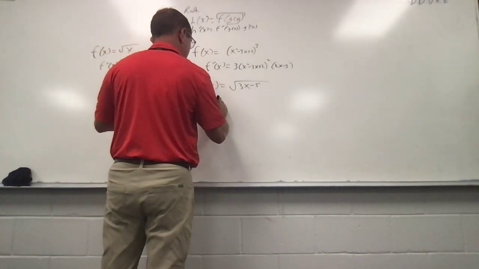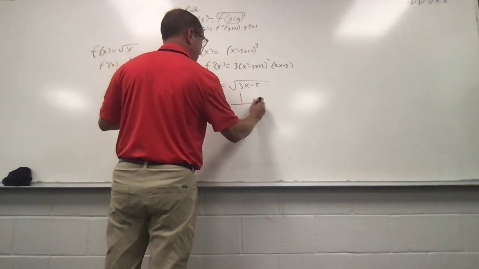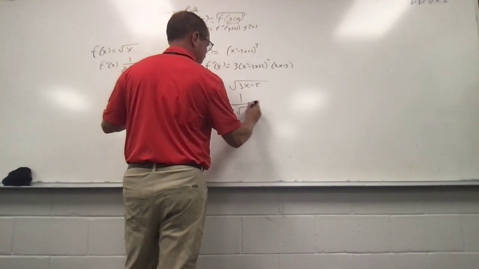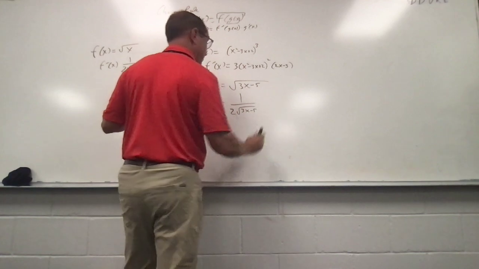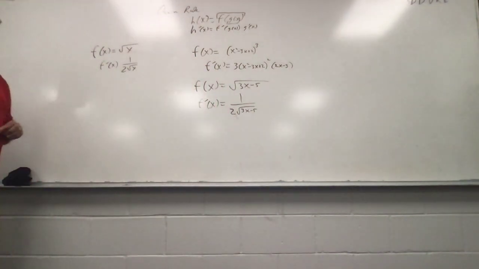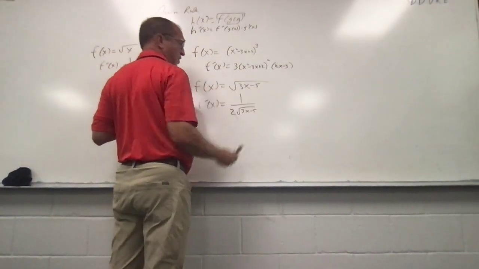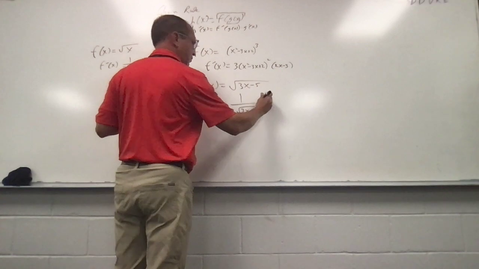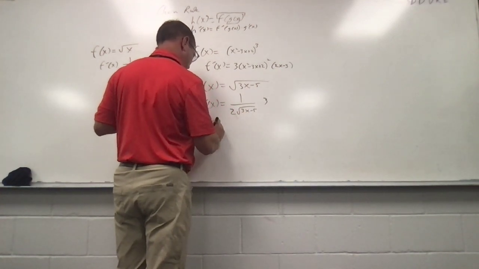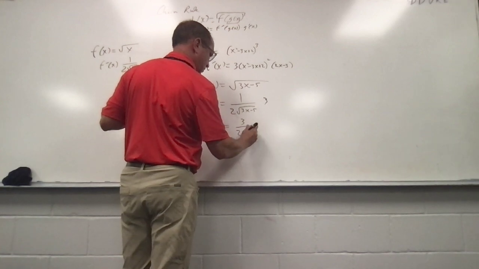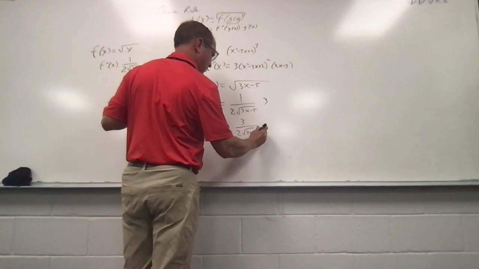But a similar thing is going to happen here. We're going to start off with this outer portion being 1 over 2 times the square root of 3x minus 5. But then we get to taking the derivative of the inner portion. So what is the derivative of the 3x minus 5 part? 3. Just 3. So the derivative here, I could write as 3 over 2 square roots of 3x minus 5.